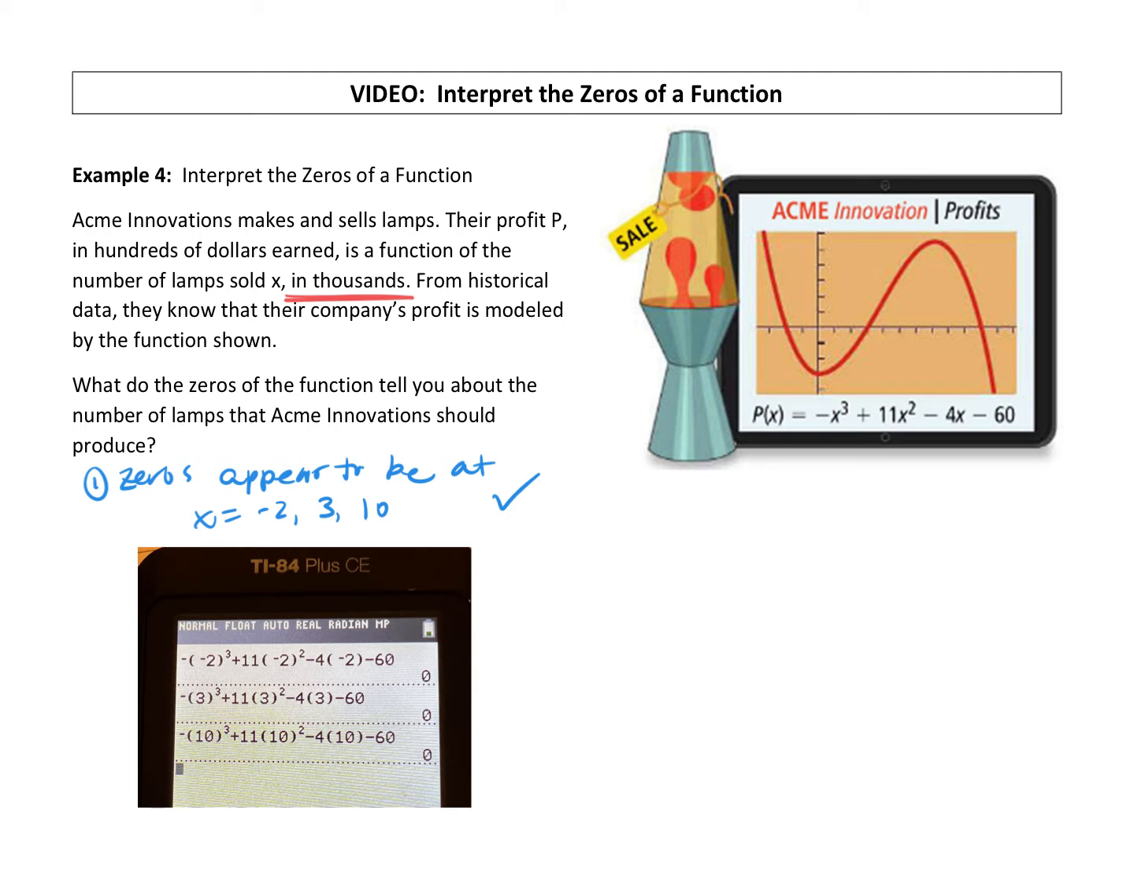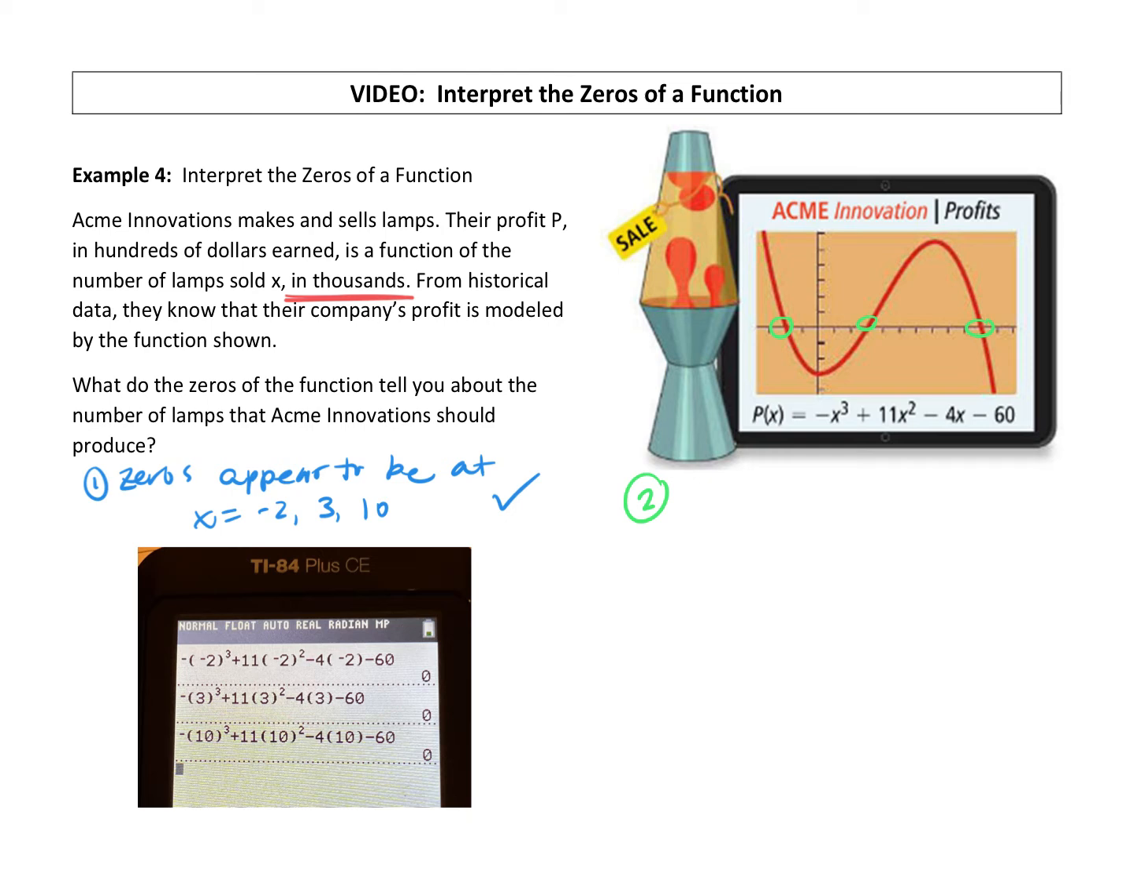All right, so next, there we go. All right, so let's take a look at our graph. We want to talk about what the zeros of the function, so that -2, +3, and +10, tell us about the number of lamps that Acme Innovations should produce.